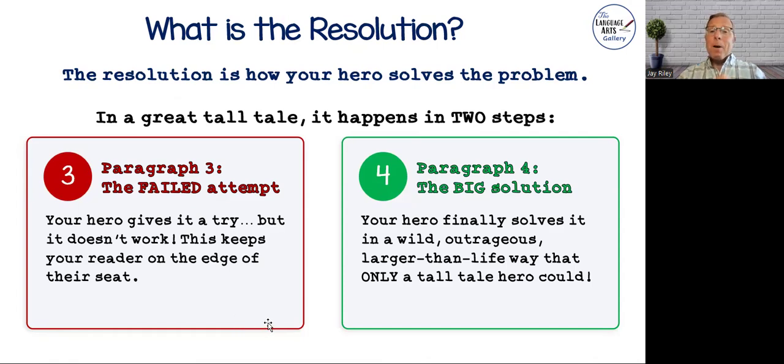Now, remember, our hero is larger than life. He or she has special talents and abilities that average people don't have. So our hero shouldn't be solving this problem in a way that anyone could solve it. Our hero should be solving the problem in a way that only he or she could solve it. So, for example, if your hero is especially big or strong, they're going to use this size and strength to solve the problem. A person of average size with average strength, they wouldn't be able to solve the problem.